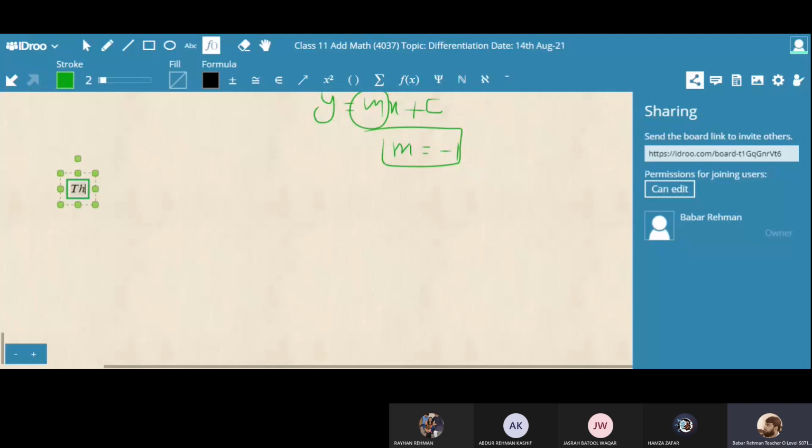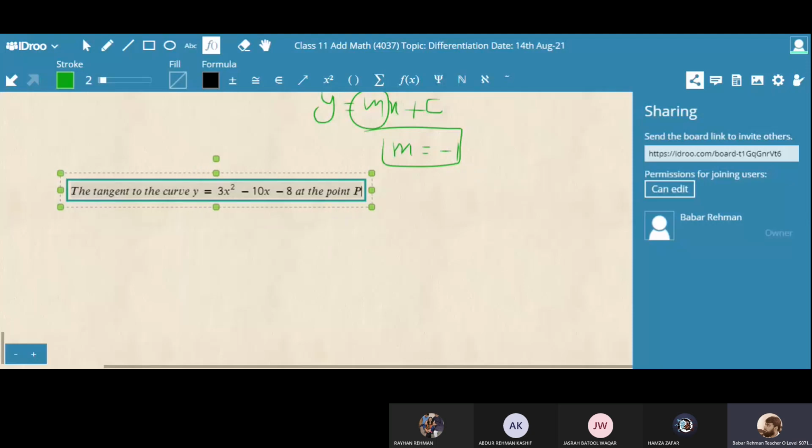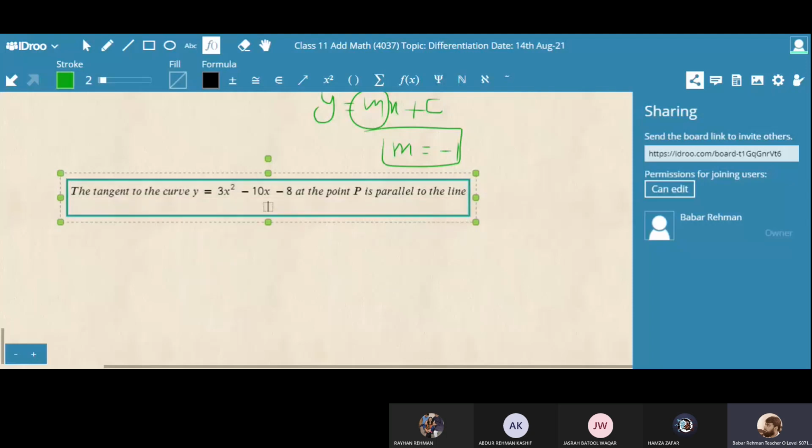Now write this one question for you. The tangent to the curve y is equal to 3x squared minus 10x minus 8 at the point P is parallel to the line y is equal to 2x minus 5. Find the equation of the tangent at P.